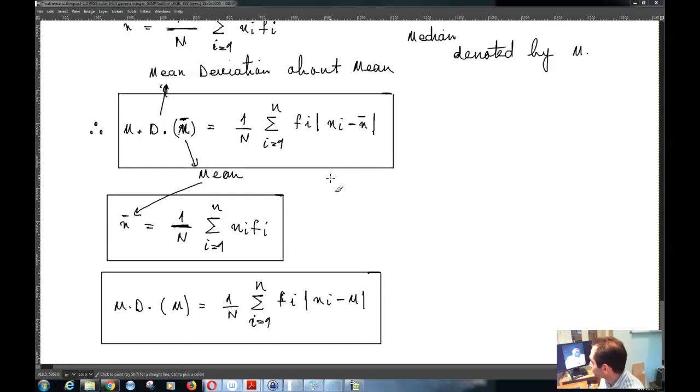And then after finding median, we obtain the mean of the absolute values of the deviations from median. Thus, the mean deviation about median is equal to 1 divided by n, the sigma f of I times the absolute value of x of I minus m, as I goes from 1 to n. And that's the whole story there. So now let's do a couple of examples. Let's see what we have here.